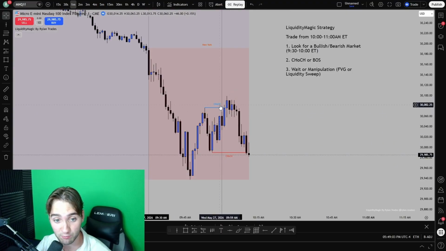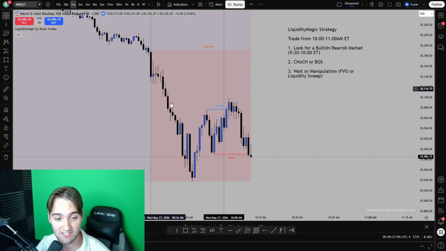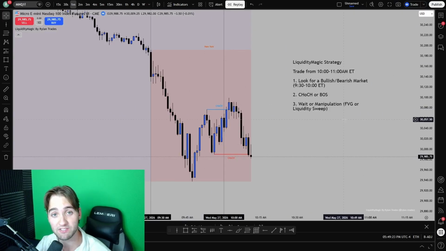Will this change of character work? No, because it's a bullish change of character. We're looking for a change of character or a break of structure that is along with the trend, right? So in this case, since we went down, we made a bearish change of character. So basically now we're going to wait for the price to manipulate.